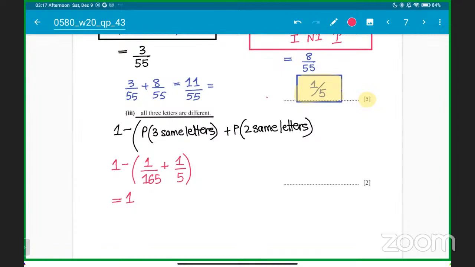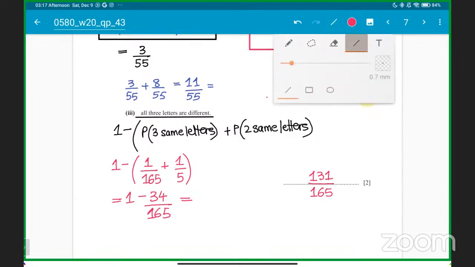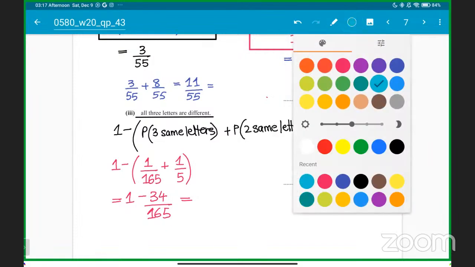Understood, students? So 1 minus 34/165. So I'm going to get it as 131/165. Got it, students? That's the answer. It should be correct as well. Everyone following with me? Understood this concept? Yes, sir. This is an easy method of doing it.